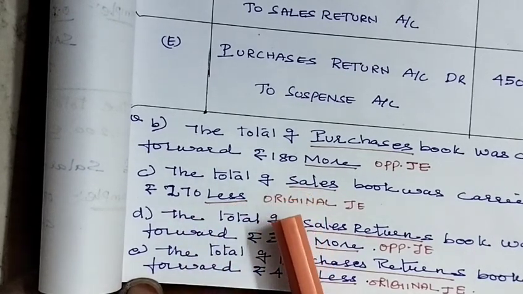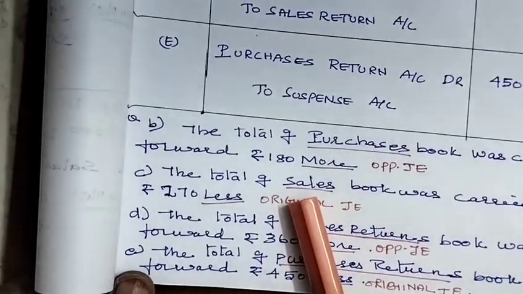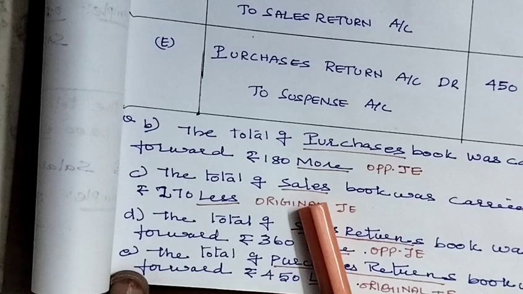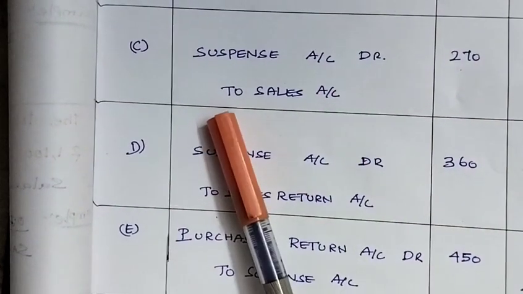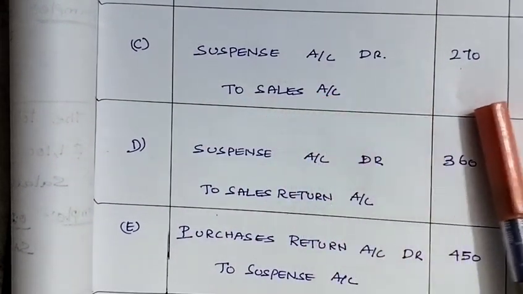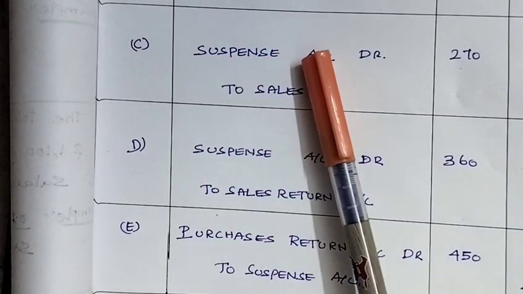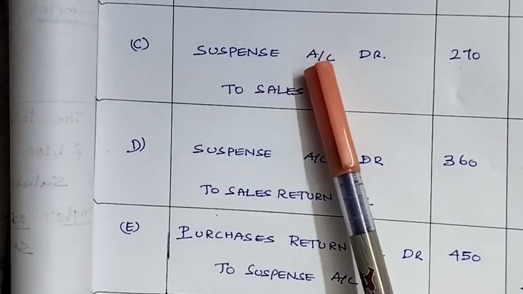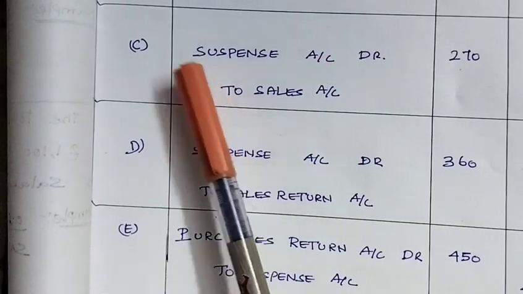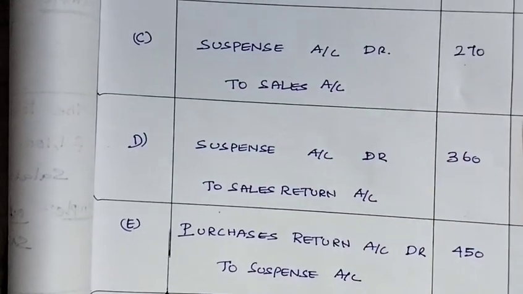You have to follow the original journal entry. So sales account should be credited rupees 270. So listen, sales account should be credited rupees 270. You have to use the suspense account on the debit side to rectify this error. So what is the journal entry? Suspense account debit 270 rupees, to sales account 270.